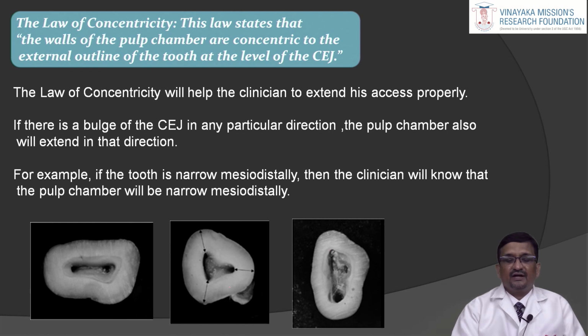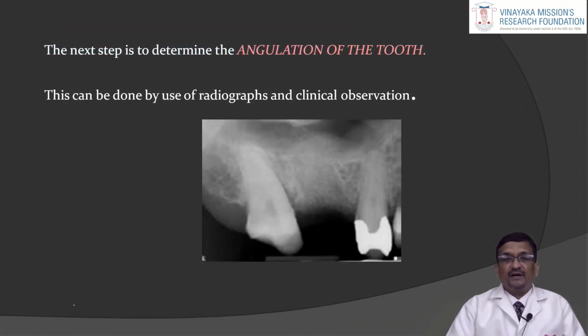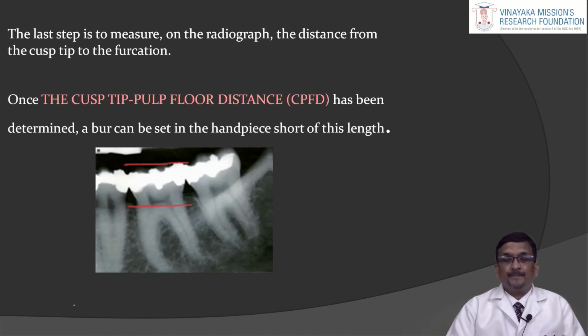So if you look at this radiograph, in the center you are placing your access cavity. If it is mesiodistally wide, we have to shift to a mesiodistally wide preparation. The next step is to determine the angulation of the tooth. This can be done by multiple radiographs and clinical observation. And the last tip before we start access opening, from a general dentist's point of view, is to find out the cusp tip to pulp floor distance, and the bur has to be set in the handpiece short of this length so that we don't go deep.